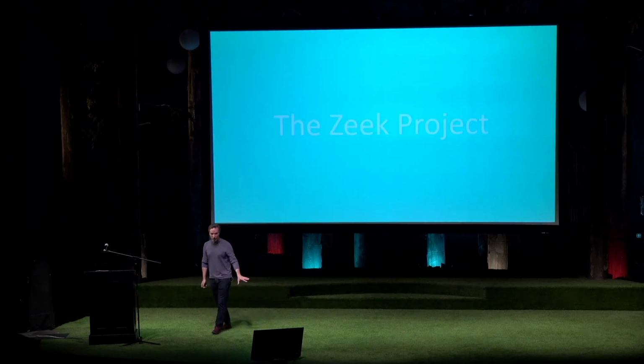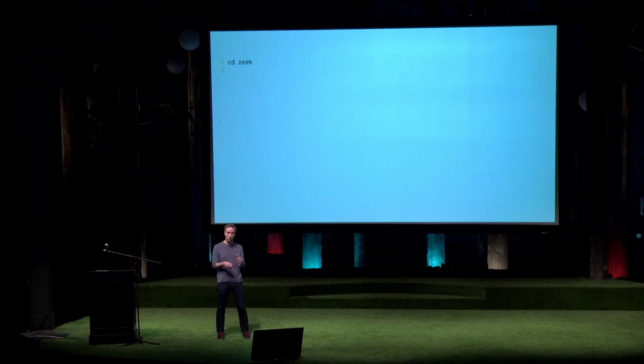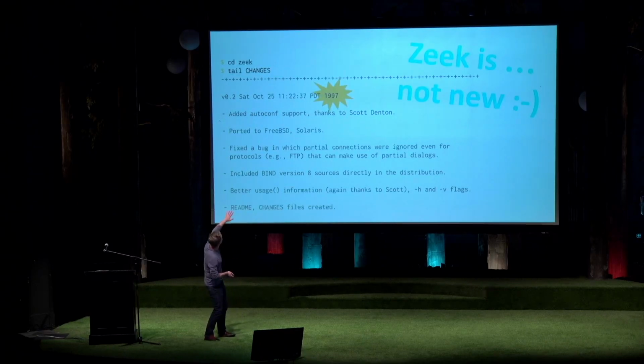A couple words still about the Zeek project. I have alluded to the fact that we've been doing this for years, and I wanted to show you just how many. In the Zeek source tree, there is a file called changes, which is basically an old school changelog. And if you go in there and tail it and go to the very end, you get there: 1997. So I'm here talking to you about a project that has been out there for like 25 years. I think that's pretty cool.